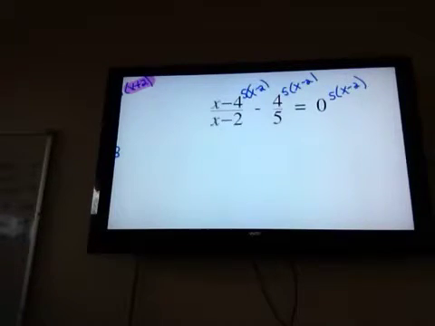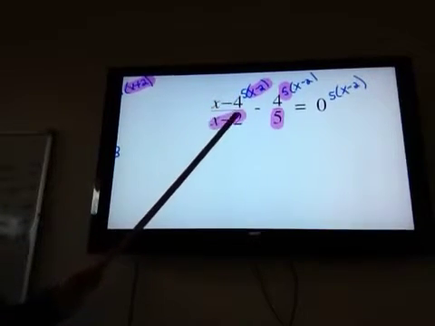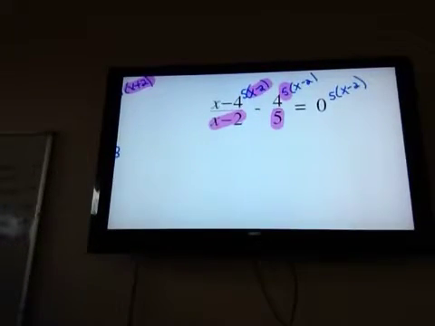So I multiply each term by the entire LCD, and then that means that I'm going to cancel. X minus 2 is on the first one. 5 is on the second one. Nothing to cancel on the third one because there was no denominator. So I have left 5 times the quantity x minus 4, so that means distribute. 5 times x, 5x, minus 5 times minus 4, minus 20.